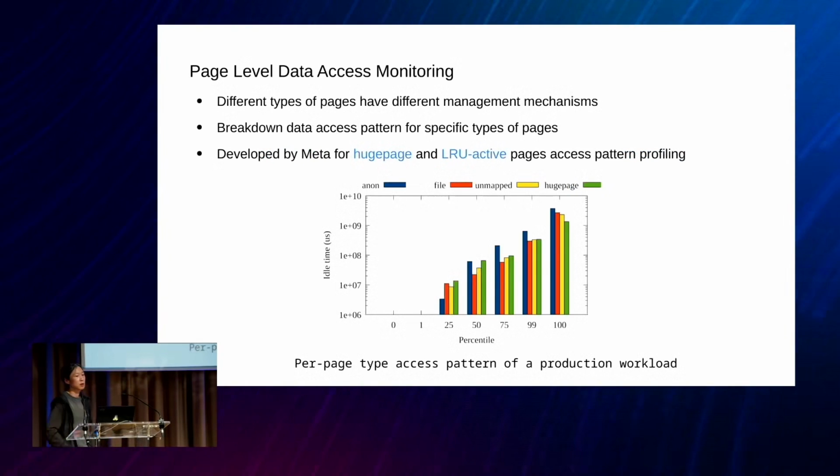And also there could be interest in monitoring the data access pattern for different types of pages, like what would be the access pattern for anonymous pages, file-backed pages, active LRU pages, pages in the inactive LRU list, and for pages that are unmapped or backed by huge pages. For this kind of thing, we in Meta have developed extensions of DAMON features, and we were able to break down the data access pattern of the systems for specific types of pages, like seen here.